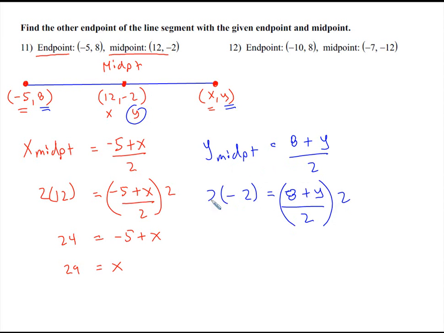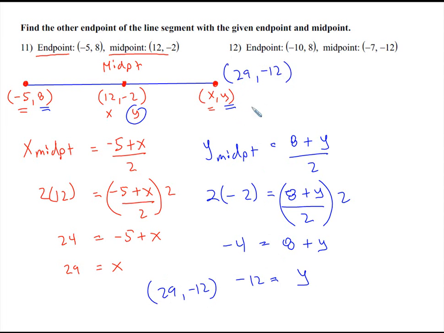Multiply both sides by 2. We get -4 is equal to 8 plus y, minus 8 on both sides. So we end up with -12. Okay? So we've just found out that the other endpoint is 29, -12. So that means this other endpoint right here is 29, -12. Okay?